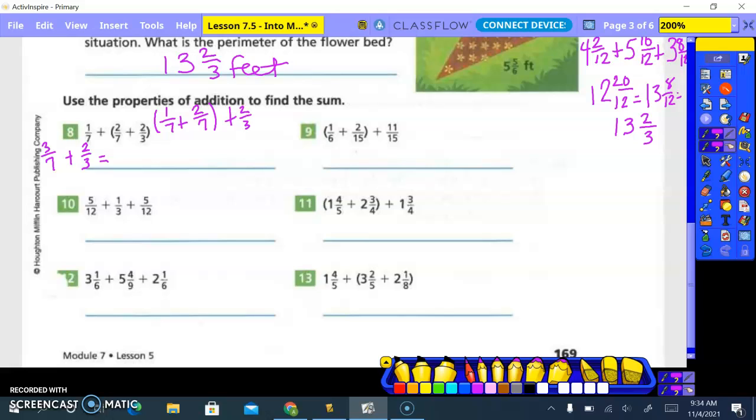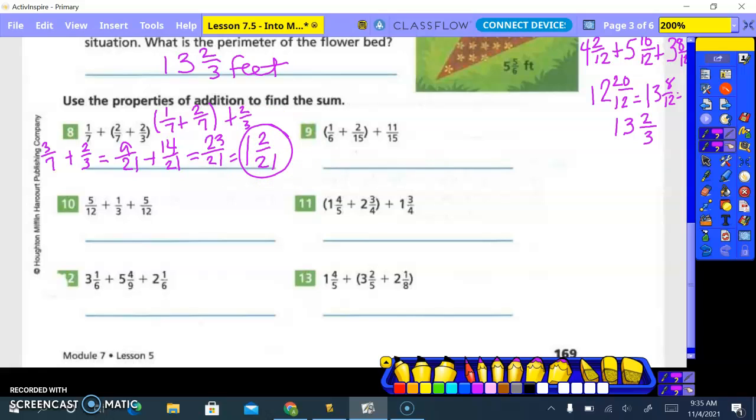So 9/21 plus 14/21s, because 3 times 7 is 21. So what you do on the bottom, you do on the top. So what is 9 plus 14? 23/21, which equals, okay, so 1 and 2/21.